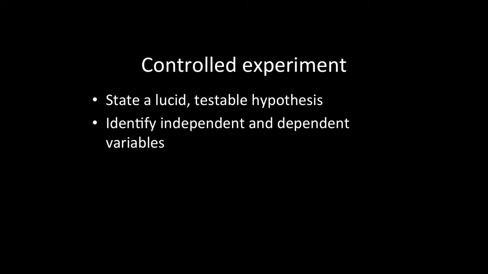We're essentially going to use the scientific method. We start out by stating a lucid, testable hypothesis, and we're going to go through examples of all these stages in this lecture. Once we have our hypothesis, we need to identify independent and dependent variables. That's what kind of things are we going to alter and what kinds of things are we going to measure.